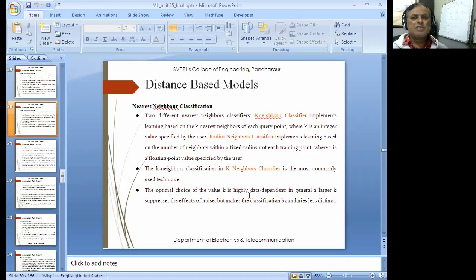Two different nearest neighbor classifiers are present. One is the KNN classifier, that is nothing but the nearest neighbor classifier, and the second one is the radius neighbor classifier. The KNN classifier is the most commonly used technique. Mostly radius, which is density based, is not used; for distance based models you will mostly go with KNN. The optimal choice of the value k is highly data dependent, and generally a larger k suppresses the effect of noise but makes the classification boundaries less distinct.